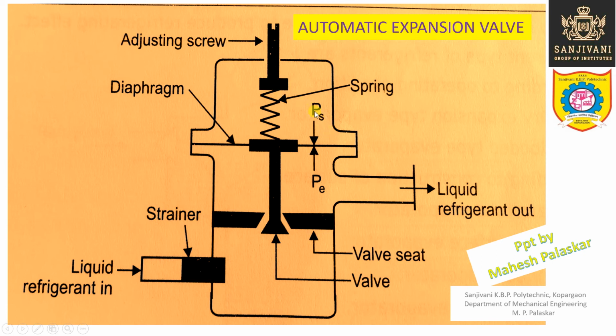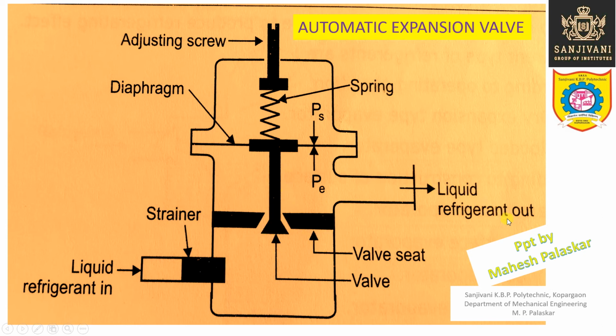So this pressure of the spring is acting on this diaphragm in the downward direction. The pressure which is acting on this diaphragm in the upward direction is the evaporator pressure, because this portion of this particular automatic expansion valve is connected to the evaporator, right? So the change in the evaporator pressure is sensed by this particular valve, and accordingly the refrigerant flow rate will be controlled.